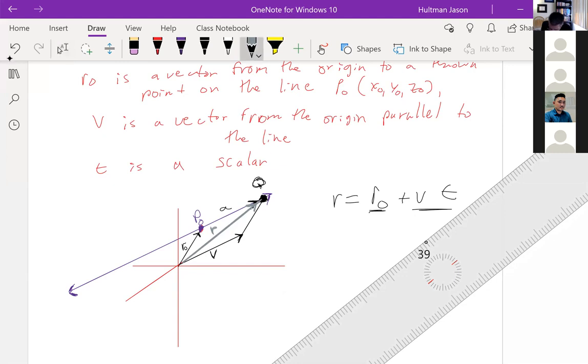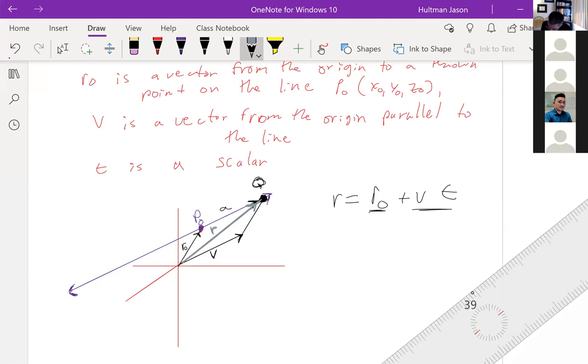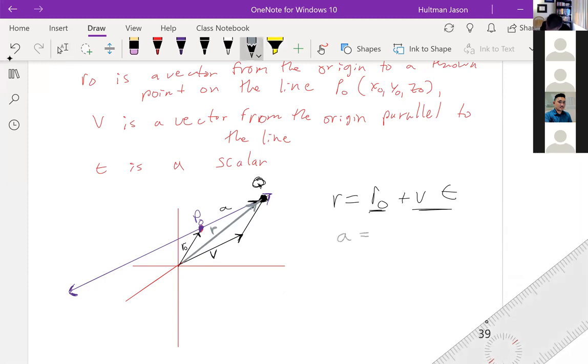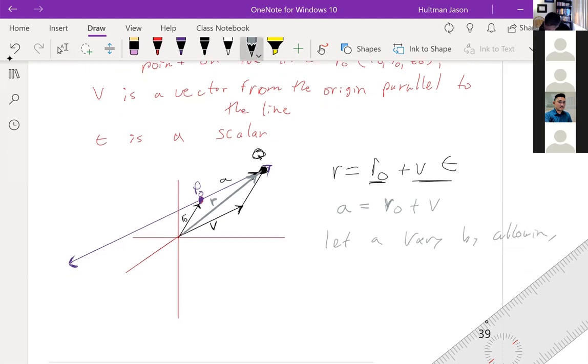Didn't we add R naught and V together and we got this guy? So we could say that A is equal to R naught plus V. That's what A is equal to, right? But I could let A vary by allowing A to equal R naught plus V of t.